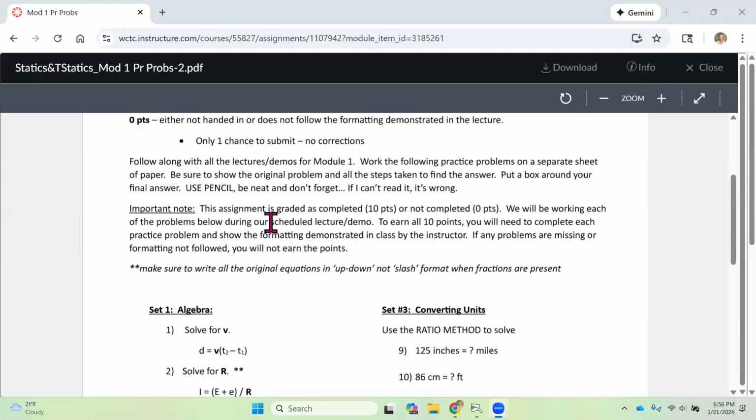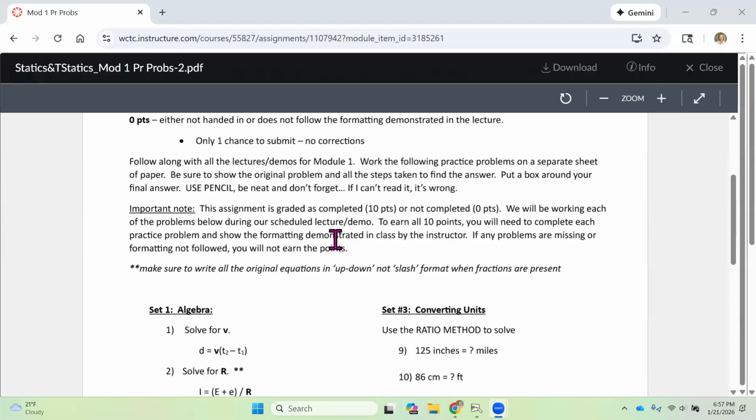This assignment is graded again either 10 or a 0. We'll be working each one of these problems during class. To earn all 10 points, you need to complete each one of the problems and show the formatting that I'm showing you here in class. This formatting then is how you're expected to hand in the homework. Okay, that's the whole point of the practice.